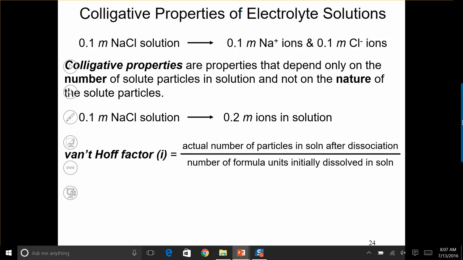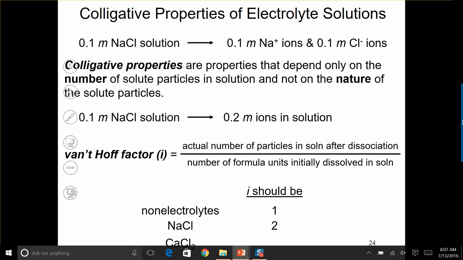So we call this the van 't Hoff factor. So the actual number of particles divided by the number of formula units. You don't have to actually do this, okay? But that's the idea. We call it i, okay? So for non-electrolytes, it's 1. For sodium chloride, it would be approximately 2, okay?